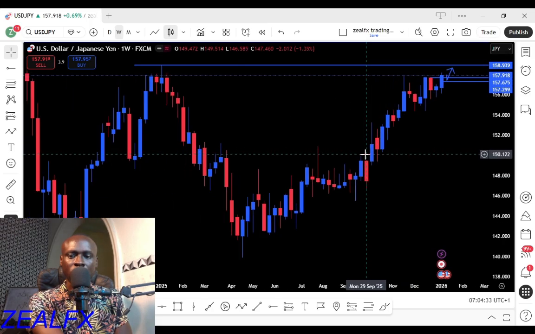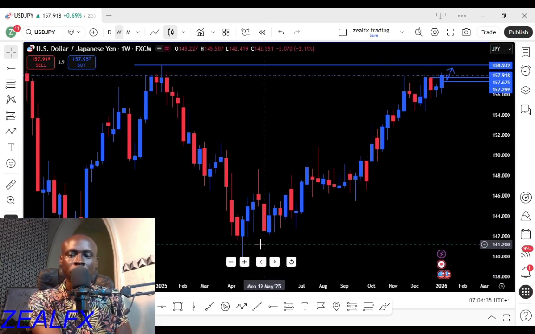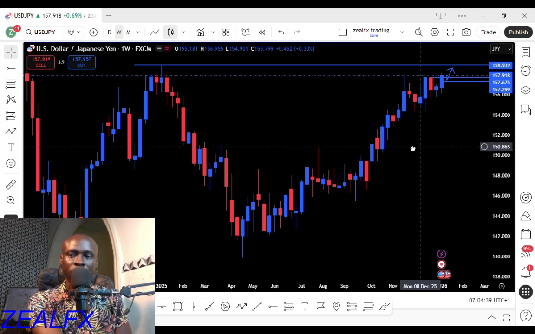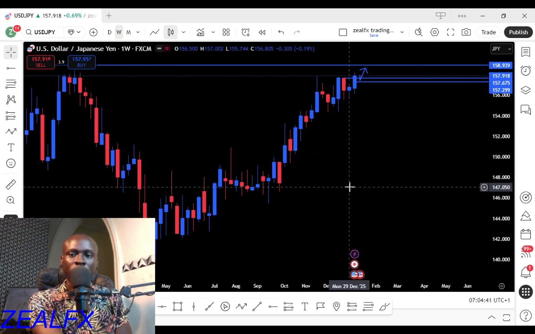So let's look at the structure of the USDJPY on the weekly chart. You can see we have a series of higher lows. So we expect more of a bullish trend for the USDJPY. So we'll be looking for more of our buying opportunity on the USDJPY.